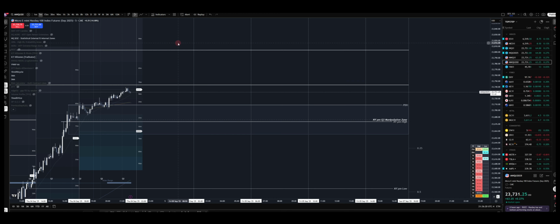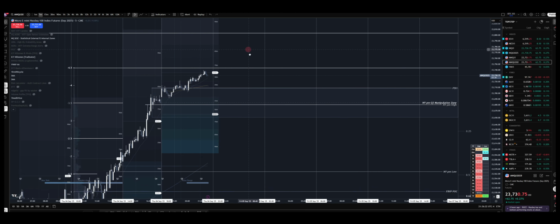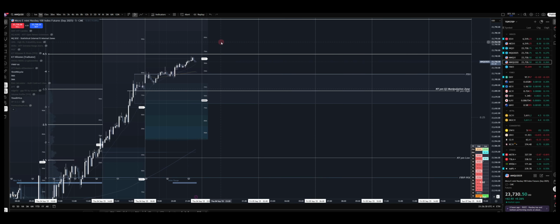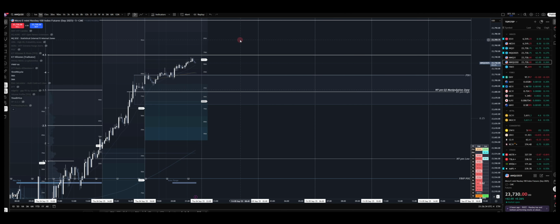And then the PM session was 1500 to 1600. So make sure you guys start keeping them on your chart just as an idea when you're looking for a potential pivot for a high or low of the day.